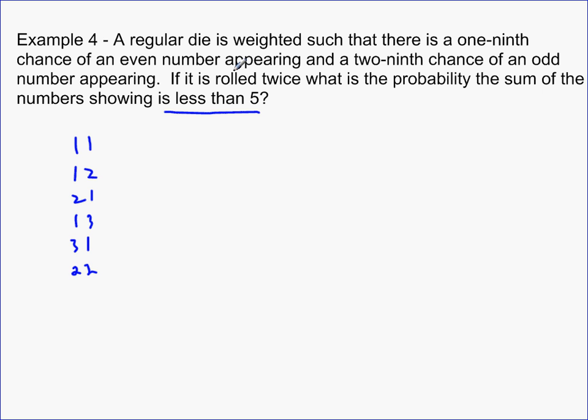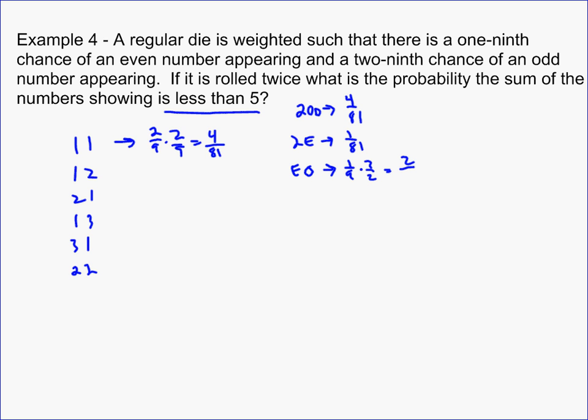The probability of getting 1, 1, 2 odds is, as we did in the last problem, 2 ninths times 2 ninths, which is 4 over 81. We can think about this a little bit, right? 2 odds, we know is 4 out of 81. 2 evens, we did last time, is 1 out of 81. And an even and an odd is just going to be 1/9 times 2 ninths, which is 2 out of 81.